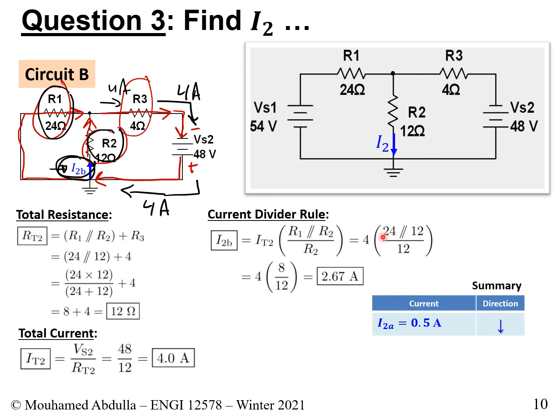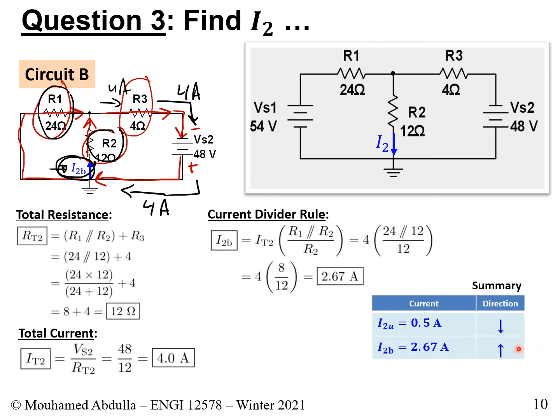And on top we do the 24 in parallel with 12, and in the bottom we divide it by 12, and that becomes 24 in parallel with 12. That becomes 8 because we got it earlier. 24 in parallel with 12, we got 8. We divide by 12 and we multiply by 4, and that gives us 2.67 amps flowing upward, and therefore in the table we will write 2.67 with an arrow pointing upward, and that's what we have.